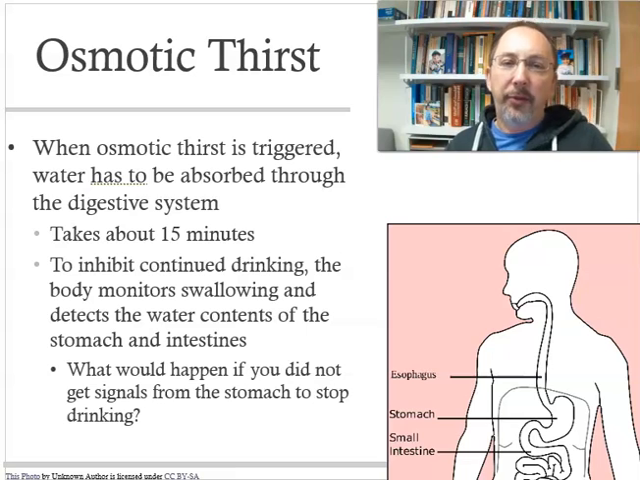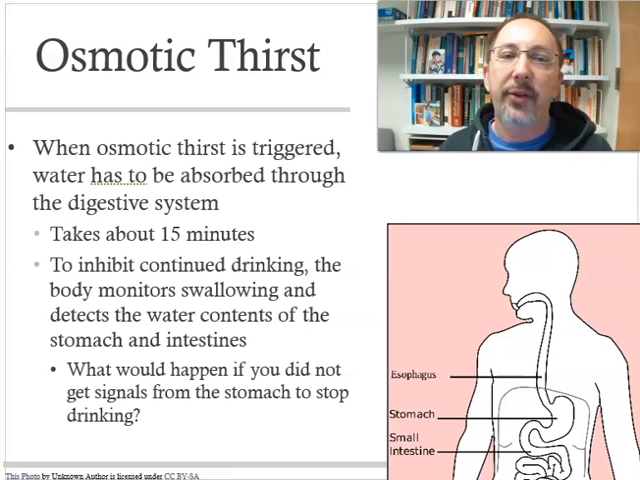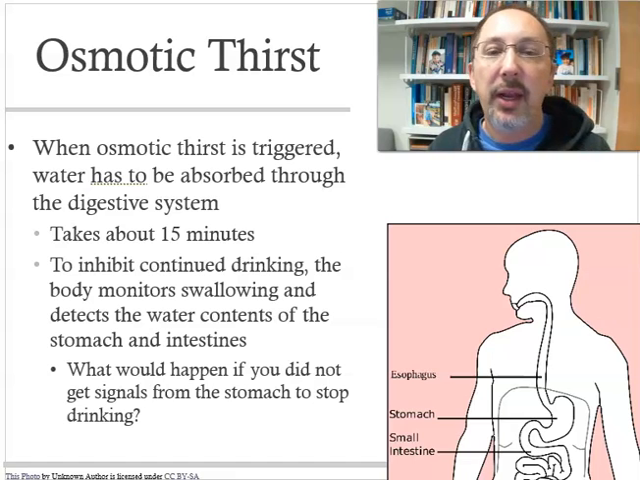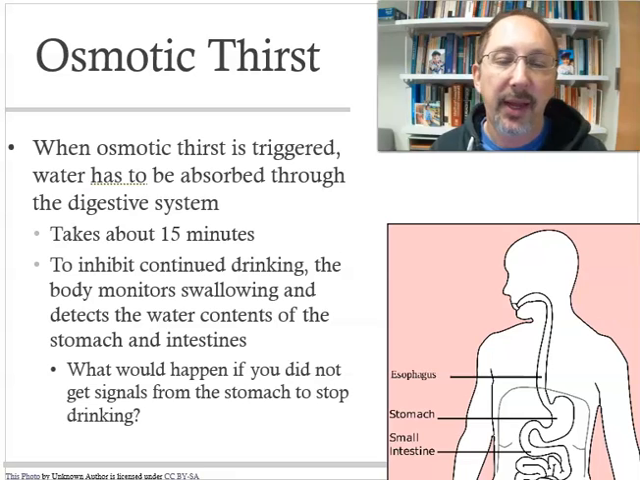Now, osmotic thirst is going to create this craving for water, which then has to be absorbed through the digestive system, which means we have to have another signal here to tell us, because you start drinking and it takes about 15 minutes before your body can absorb this liquid and start to make use of it, which means you've got to stop the drinking. So you've also got information in your stomach. And this is telling us about the water content of the stomach and intestines.